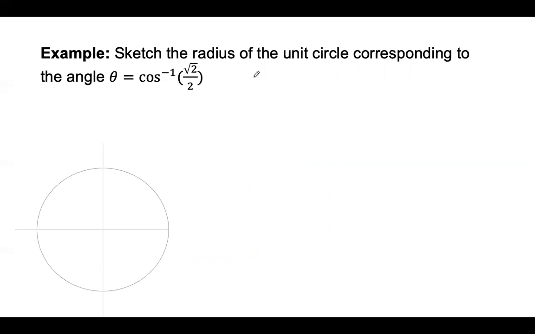Sketch the radius of the unit circle corresponding to the angle theta, which is equal to cos inverse of square root of 2 divided by 2. Let me just write it down. So theta is equal to arc cos of square root of 2 divided by 2.